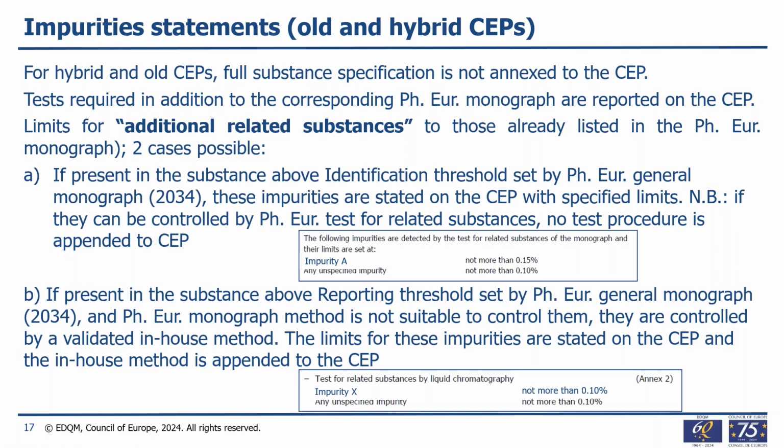If the impurities are present in the substance above the reporting threshold, and the EP monograph is not suitable to control these impurities, they are controlled by validated in-house methods. So the limits of these impurities are stated on the CEP, and in this case, the in-house method is annexed to the CEP. For example, here a specific impurity is limited on the CEP at 0.10, and in Annex 2 the in-house method for related substances is annexed to the CEP.